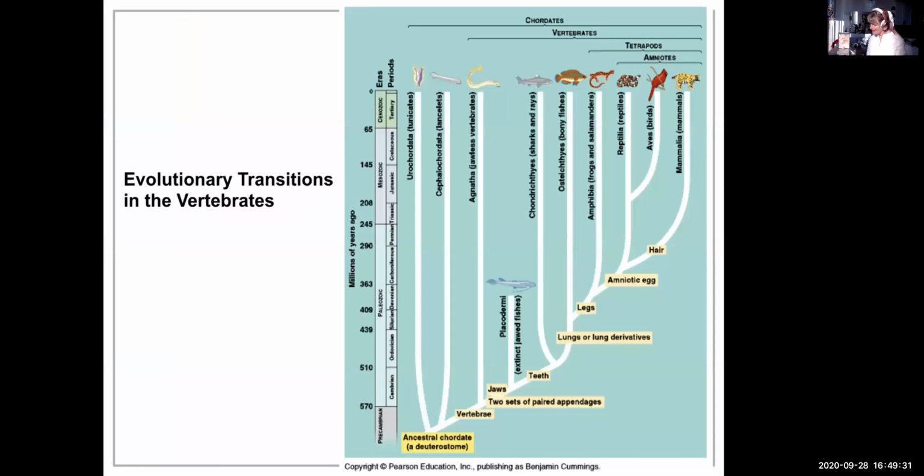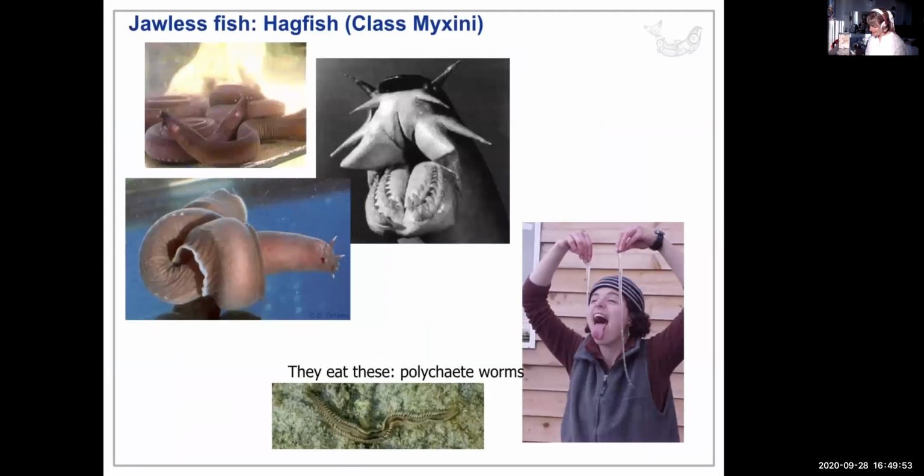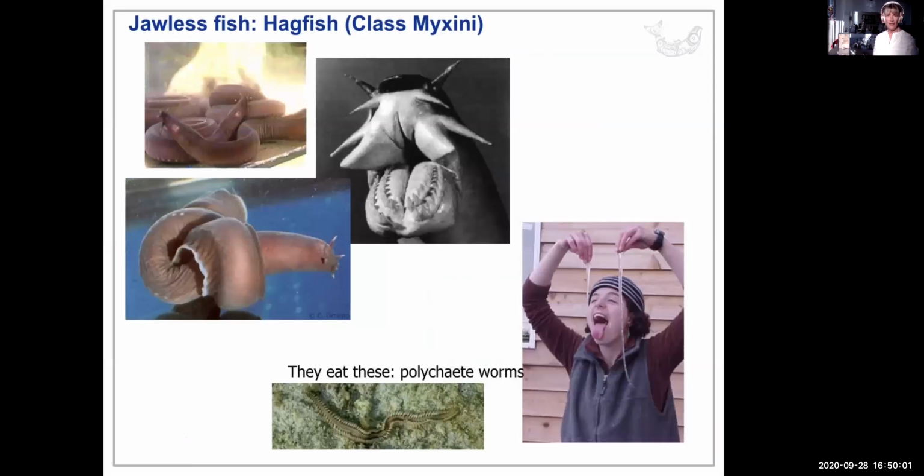Interestingly, the transition here would be to vertebrae. But not all of them have jaws, interestingly. So there's really three groups of fishes. The agnatha are the jawless fish, and they came first. Cartilaginous fish and bony fishes are later developments. So let's look at the agnatha, the jawless fish.